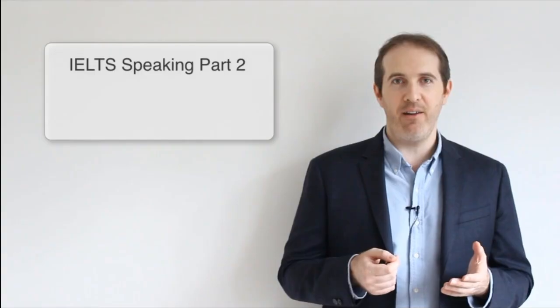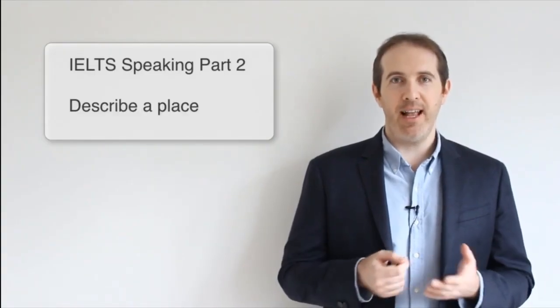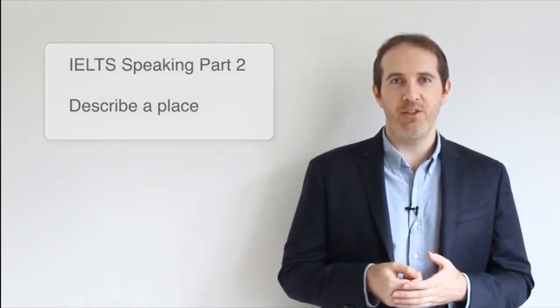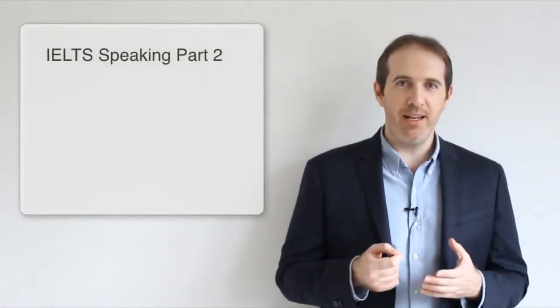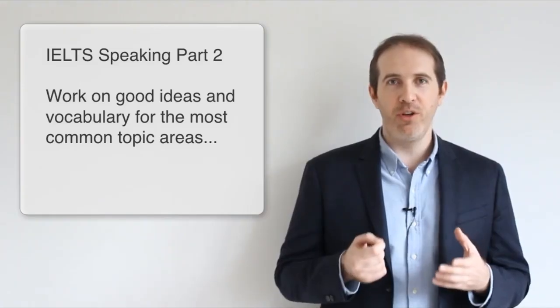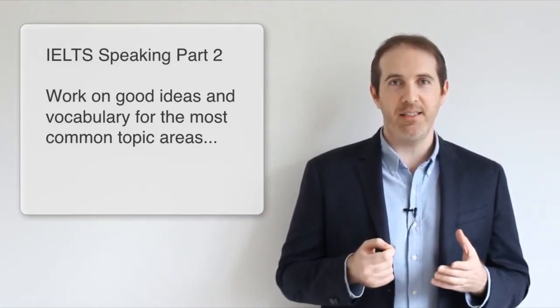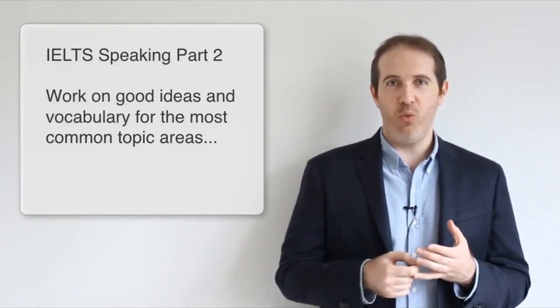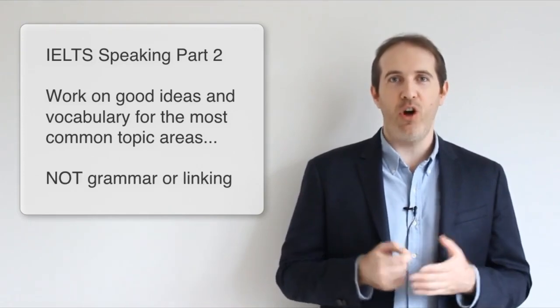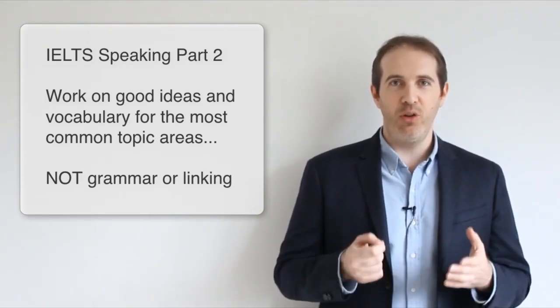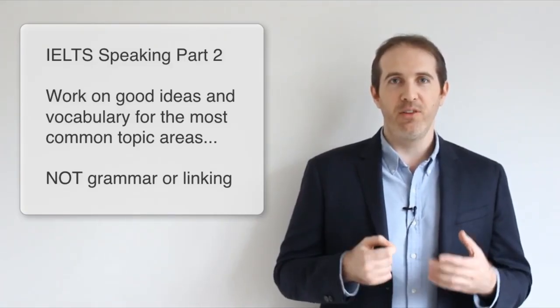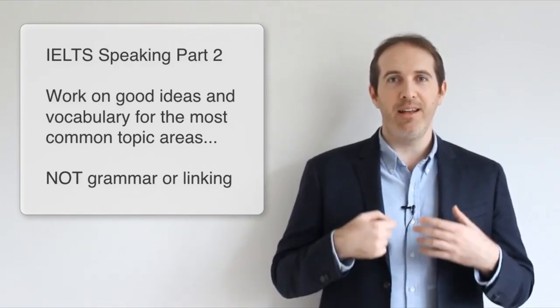In this lesson, I'm going to look at IELTS Speaking Part 2 and the topic area, describe a place, the second of our main common topic areas for this part of the test. Remember, what we're trying to do in this preparation for IELTS Speaking Part 2 is work on good ideas, good vocabulary for the most common topic areas, the most common tasks for this part of the test. We're not working on grammar or linking. That will not help you in Speaking Part 2. It's all about good ideas and good vocabulary so that you respond to the task well and give a really good description. That's what will impress the examiner.